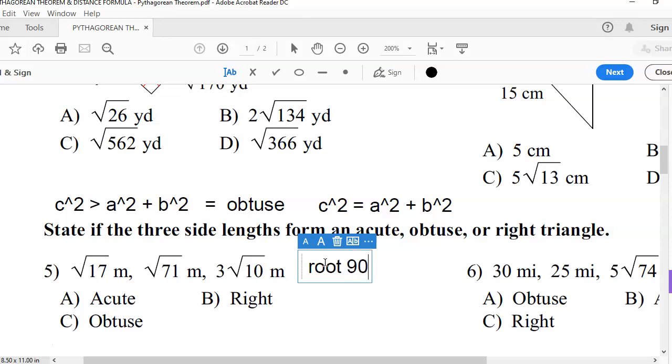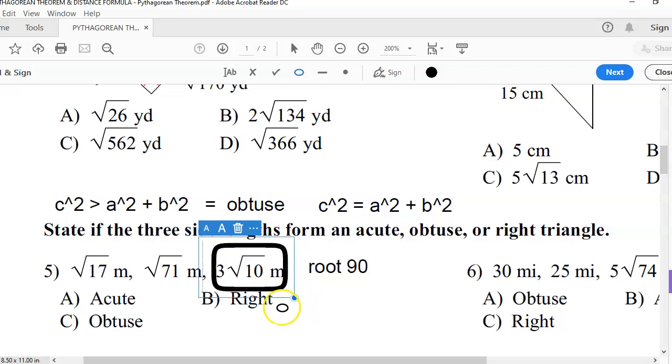Because that 3 was a 9 and it came out. So if you have the square root of 90, the square root of 71, and the square root of 17, then obviously the square root of 90 would be the biggest one out of all those. So here is your largest side, the one that you're going to imagine is your c. There's your biggest one.